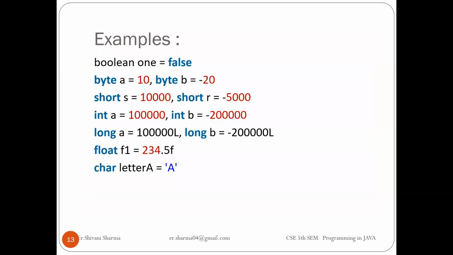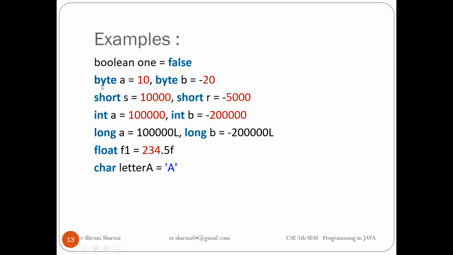Now you can see how we can write the data type with the variables. Here, boolean is the data type, and one is the variable name. You can write anything which obeys the rules of identifier. Equal to false. By default also it is taking false. If you write nothing here, then by default also it will contain the false value.